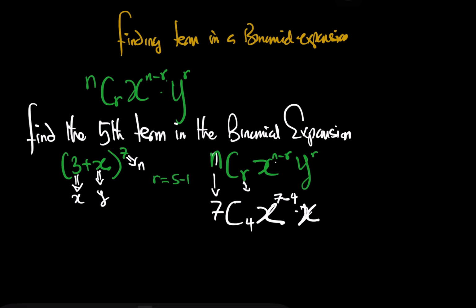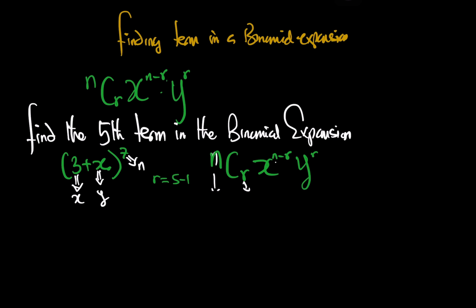So let me take it again. So that's the formula, right? We need to just plug in the values. Our n, we said, is 7. Can you see that? So we put 7 there. Combination r. The r there is 4. This one here. So put 4 here.